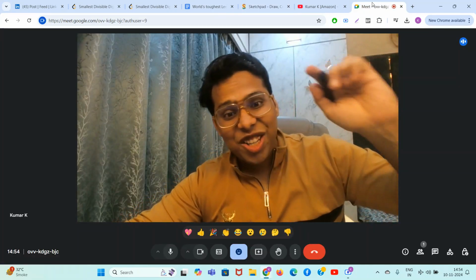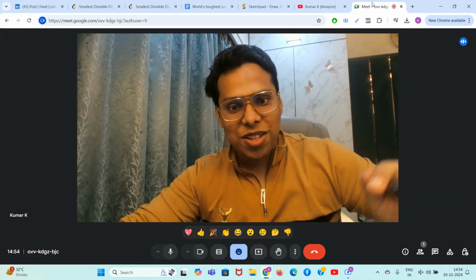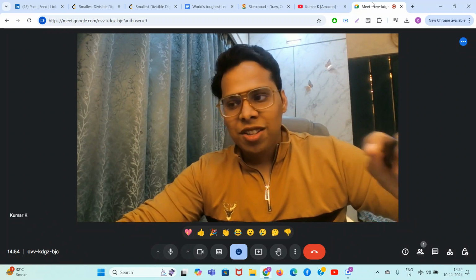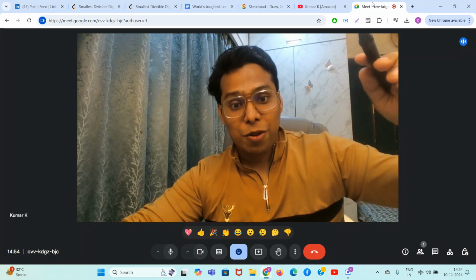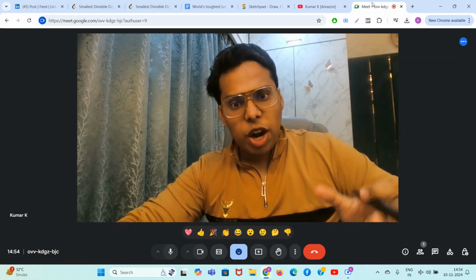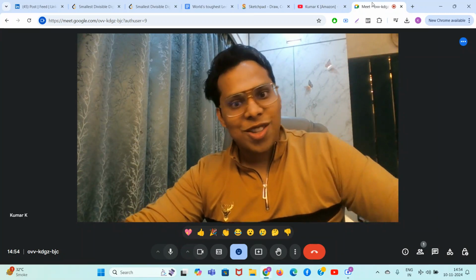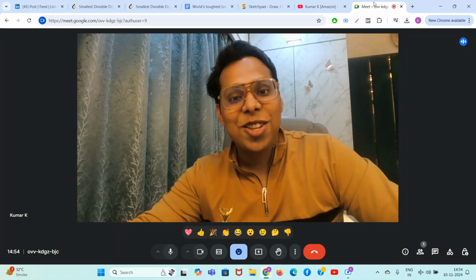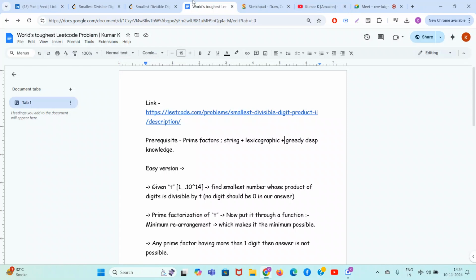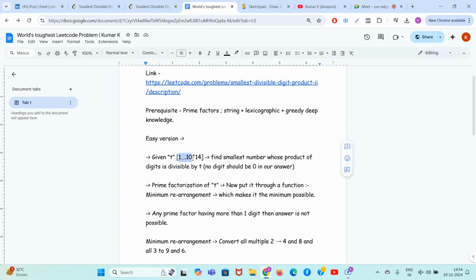So guys, I hope that each one of you understood that all you have to do is find the prime factorization, okay? In the form of 2 power, 3 power, power of 5, power of 7. When you get these numbers, now try to merge them and try to make them smaller. That's the solution. You found the solution to the easiest version of the world's toughest LeetCode problem. So, guys, what is the solution for the easy version? Easy version is that you are given a t which can be from 1 to 10 raised to 14. Find the smallest number whose product of digits is divisible by t. Obviously, no digit should be 0 in our answer, or else the product will become 0. We want a positive product which is divisible by t.